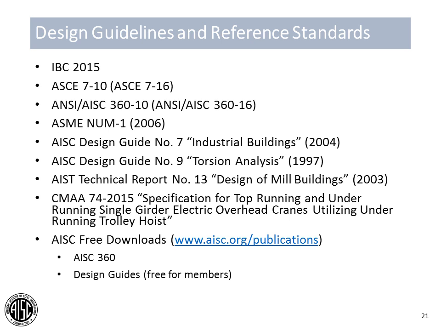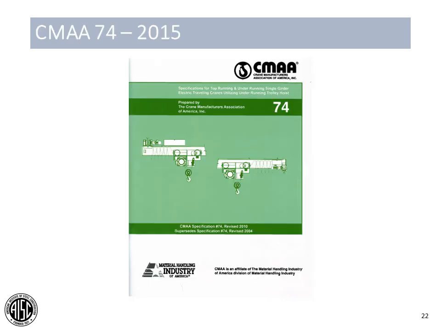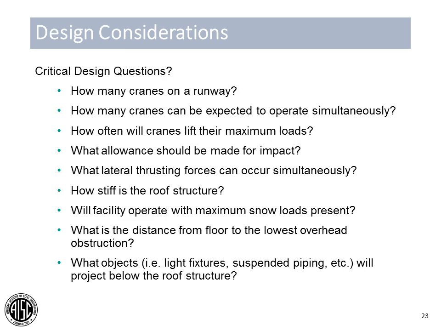As always, AISC does provide free downloads. The specification, the structural steel specification, AISC 360, is available for free download, and the design guides are available free to members and for a small charge to the general public as well. This is CMAA 74, the specification for underrunning hoist and trolley systems. And this is where you're going to start developing your design criteria for these underhung crane systems.